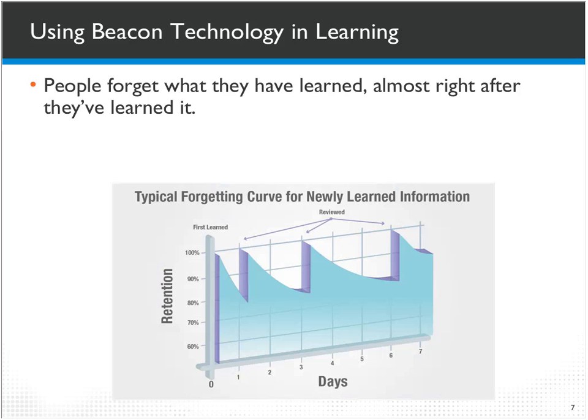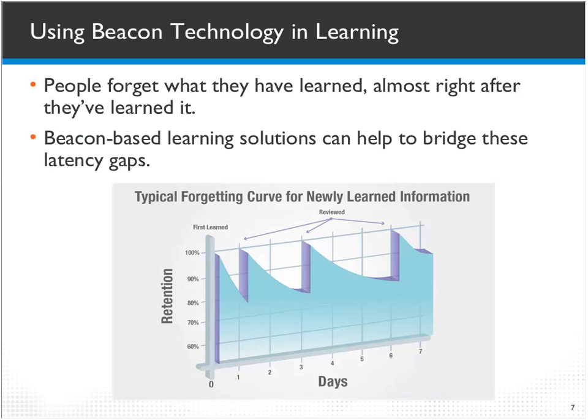And so we look at this forgetting curve, which is based on Ebbinghaus's research nearly 100 years ago on learning and recall. And we know the longer the gap between learning and use or review, the more people forget. The latency between those periods of learning and use really creates performance gaps, particularly for people who have to perform out in the field. Beacon technology can provide a bridge for that gap, enabling learning assets to be made available in the physical context where our learners need them most.